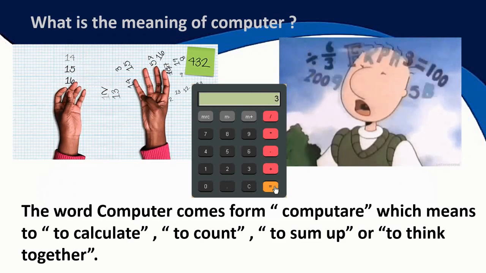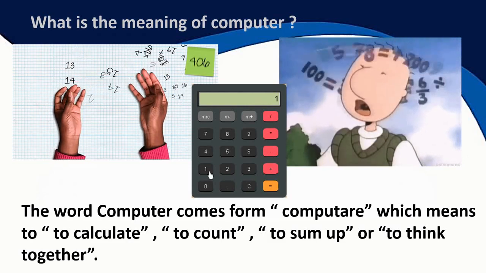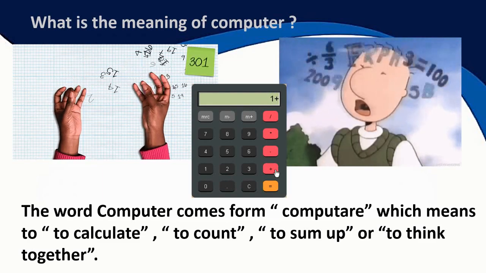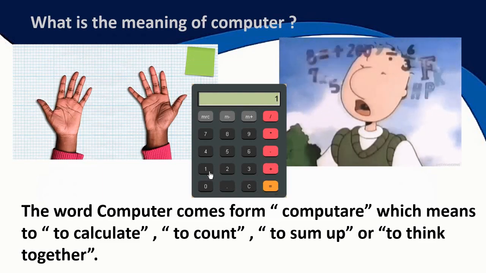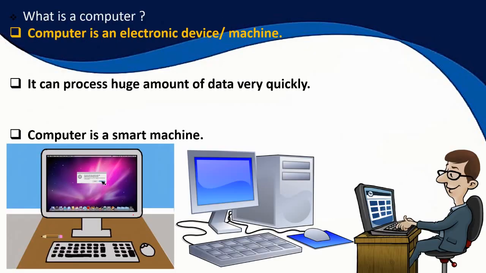Do you know what is the meaning of the word computer? Listen carefully. The word computer comes from compute, which means to calculate, to count, to sum up, or to think together. What is a computer? Computer is an electronic device or machine. It can process huge amount of data very quickly. So computer is a smart machine. Let us discuss in the next slide how computer is a smart machine.